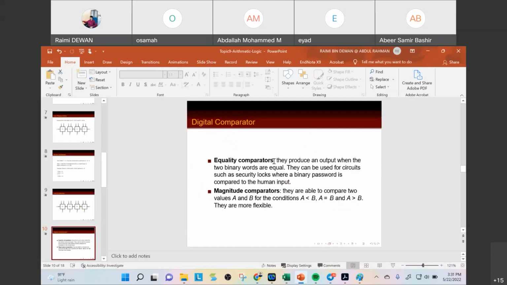Okay. For the digital comparator, we have two types of comparison: the equality comparator and the magnitude comparator. The one that is more flexible is the magnitude comparator.